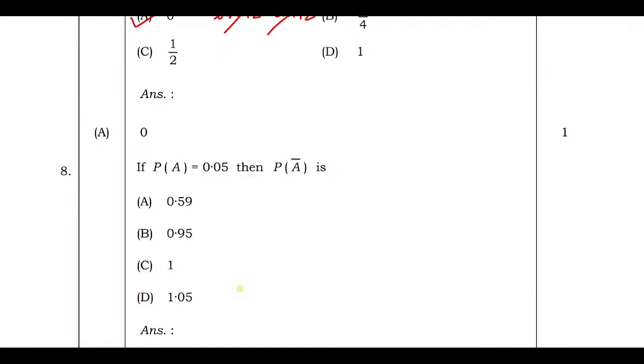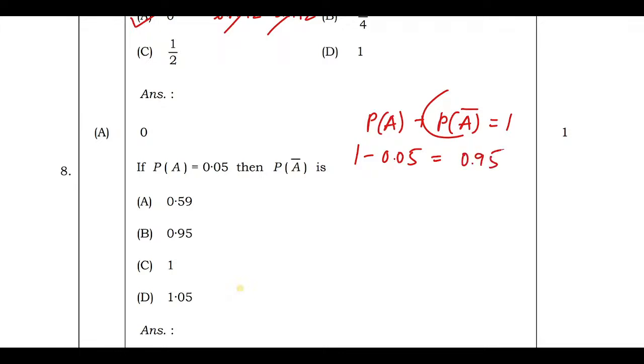If the probability of an event is 0.05, then the probability of its complement is? We know the probability of event A plus the probability of the complement of the event equals 1. Now what is the probability of A? It is 0.05. Now 1 minus 0.05 will give the complement of the event. Therefore 1 minus 0.05, what we get is 0.95. Therefore the correct answer is option B.